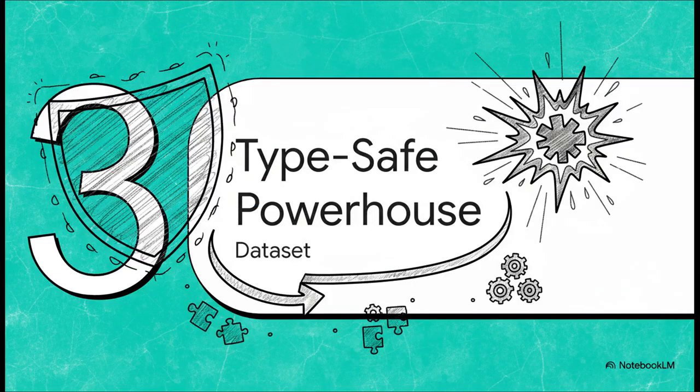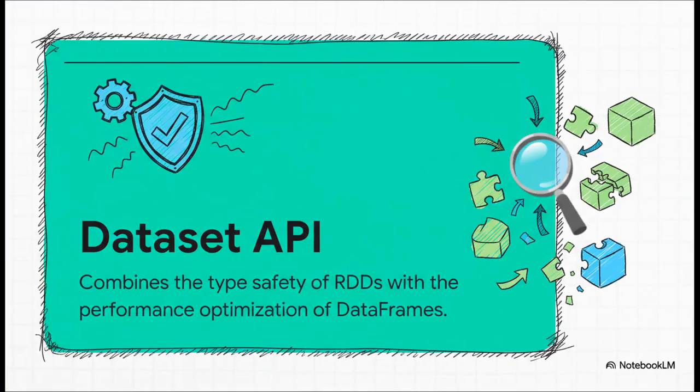But wait, the story doesn't end there. The Spark team wanted to combine the very best of both worlds, the safety of RDDs with the raw performance of DataFrames. And this led to the Dataset. The Dataset API is a beautiful combination. It gives you all that high-level declarative power and the Catalyst optimization of a DataFrame, but it adds a super crucial feature from RDDs, type safety. And what that means is the compiler can actually check your code for errors before you even run it.